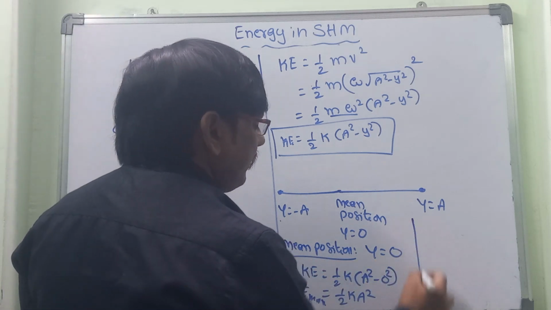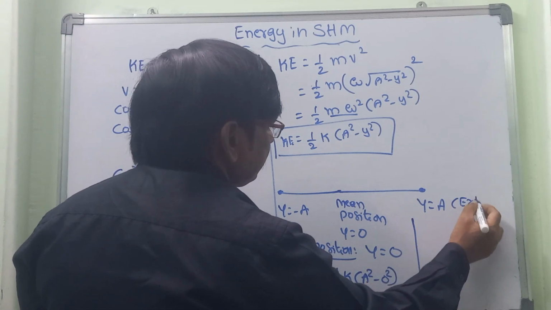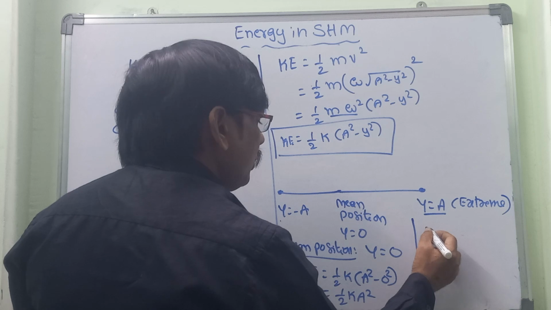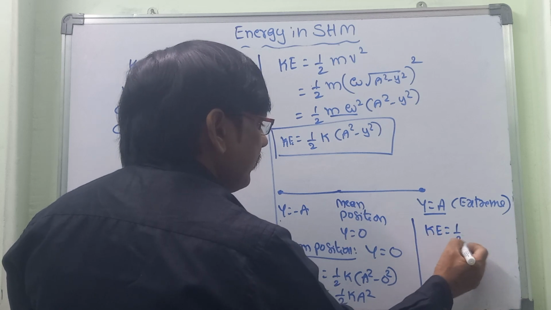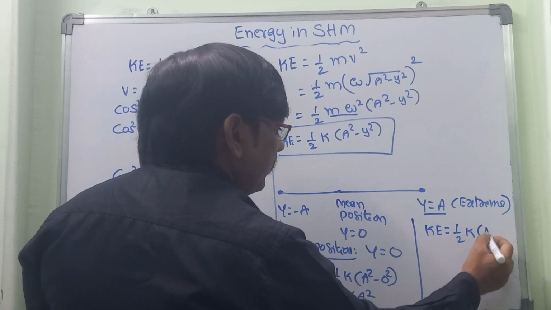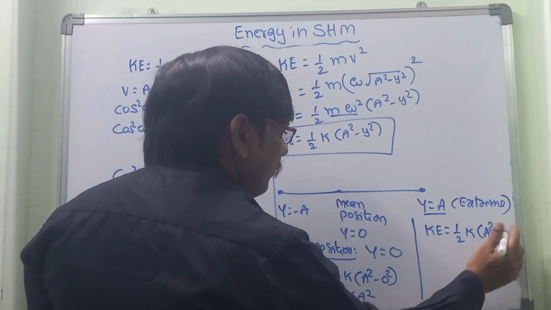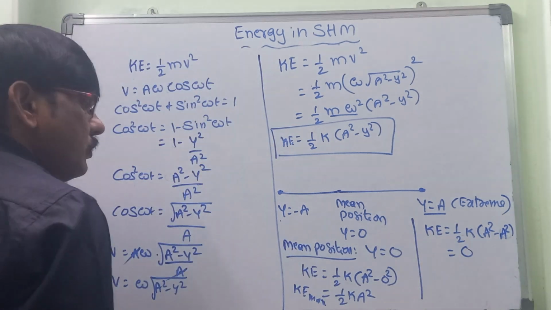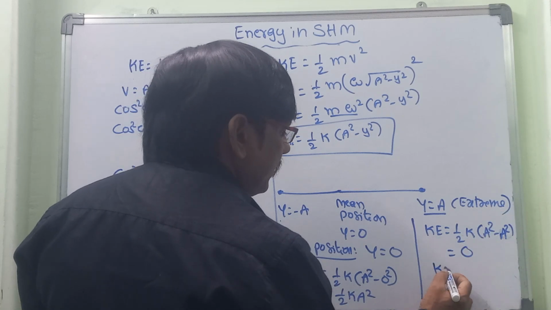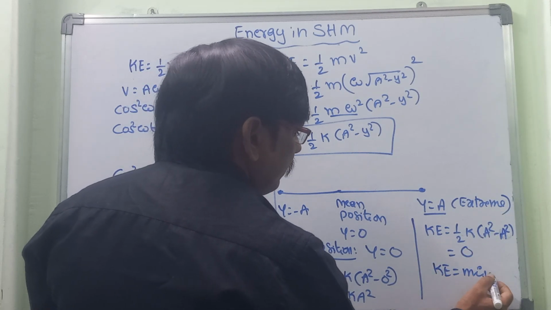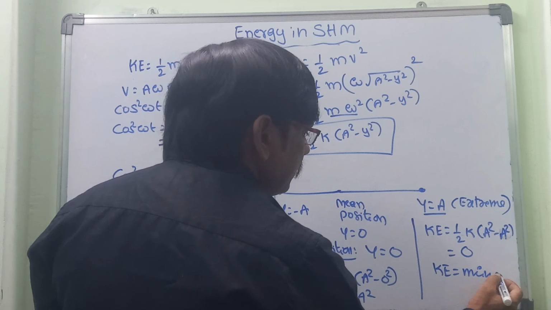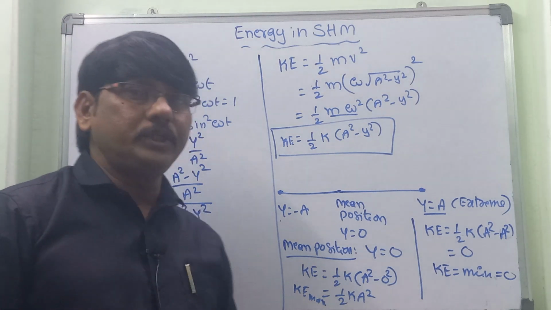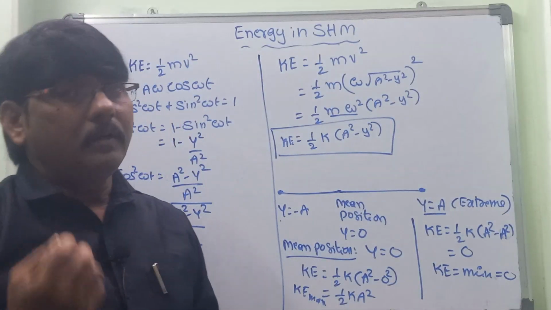Now let's take the extreme position. This is what we are calling the extreme position. So in the extreme position y is equal to a. So KE is equal to how much? Half k into a square minus a square. Why? Because y is equal to a. How much will that be? That is equal to 0. Means at extreme position KE is minimum. Of course, we can consider it as 0 also. So the kinetic energy is maximum at mean position and again minimum at the extreme position.